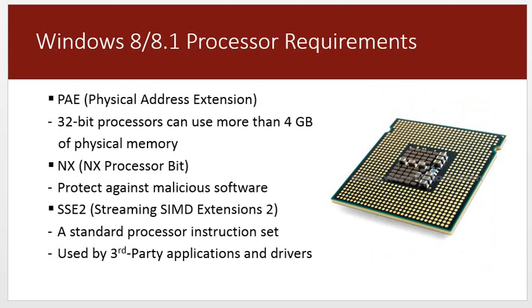Windows 8 opened a lot of capabilities for physical computing and for processors. One of them was called PAE, Physical Address Extension, and that means that 32-bit processors can use more than 4 gigabytes of physical memory. It also had another feature called NX, the NX processor bit. It protects against malicious software. It also had SSE2, which is Streaming SIMD Extensions 2. It was a standard processor instruction set. It is used by third-party applications and drivers.